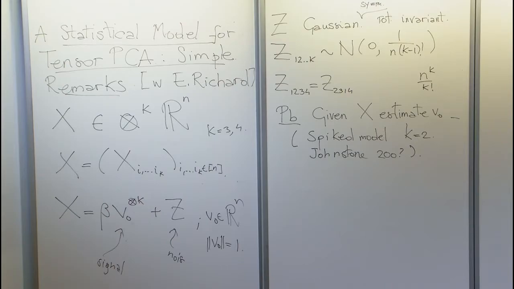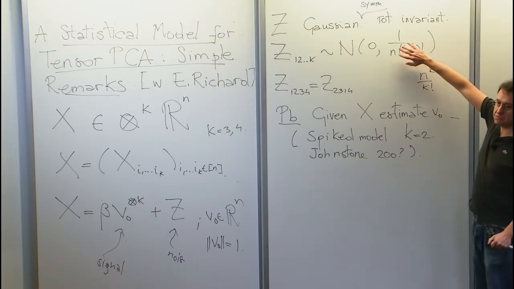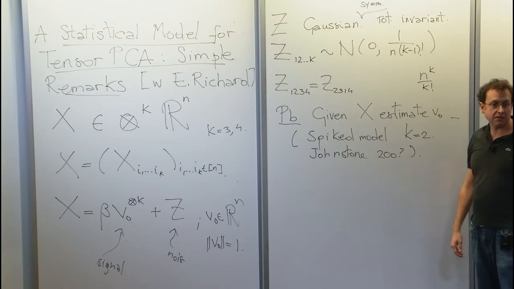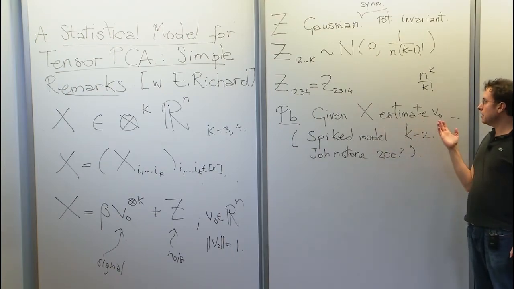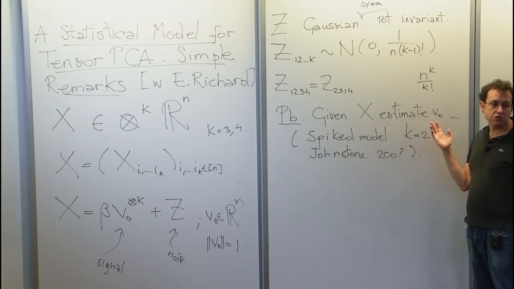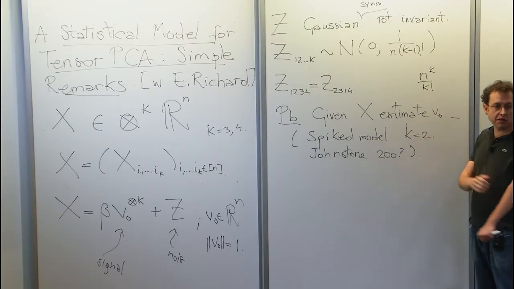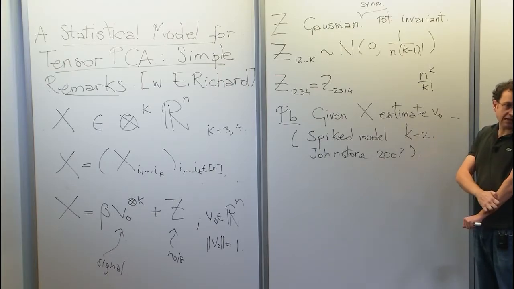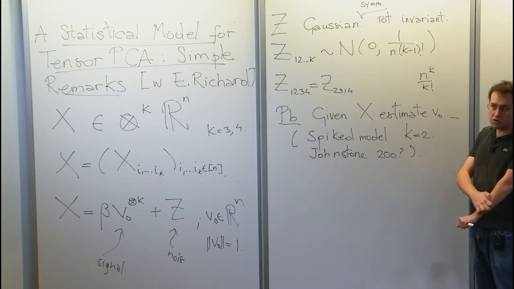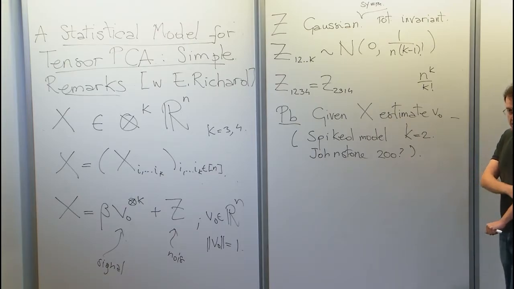Right. Beta is a parameter, right? Which you have not specified yet. So the question is, given x, estimate v0. You might think that this is going to be easy when beta is humongous, and hard when beta is very small. And I want to understand when it's easy and when it's hard.